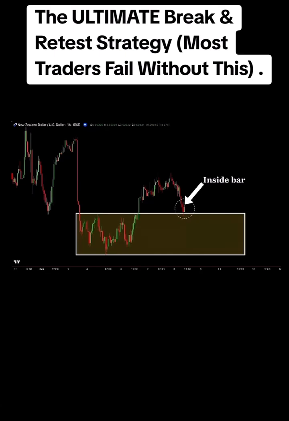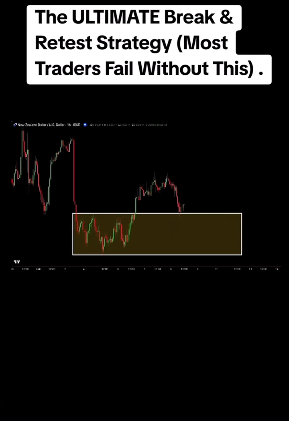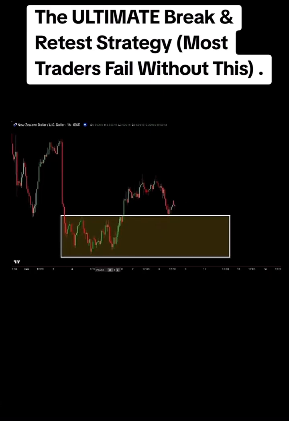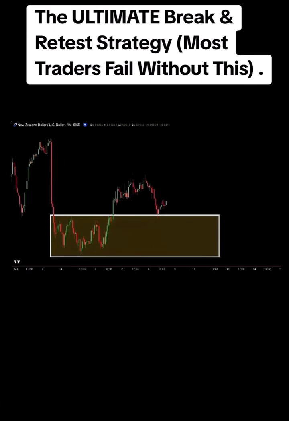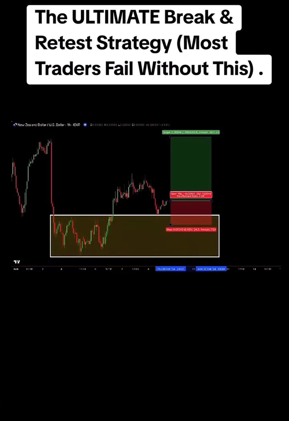Inside bars signal that price is temporarily consolidating as buyers and sellers battle for control. If price breaks above the inside bar's high, it signals that buyers are taking charge and the breakout is likely to continue. You can place your buy order when price breaks above the inside bar's high. This confirms that buyers are in control. Set your stop loss just below the inside bar to protect against false breakouts. If price drops below this level, the setup is no longer valid. Aim for the next key resistance level where price is likely to slow down or reverse.